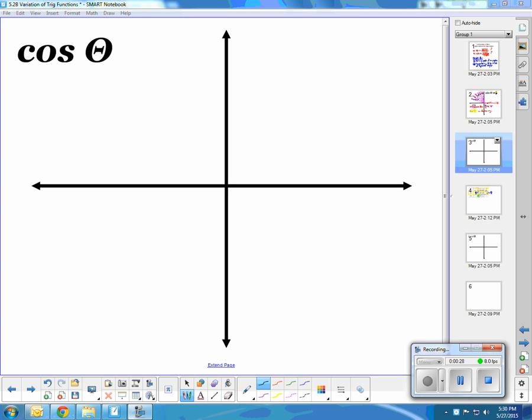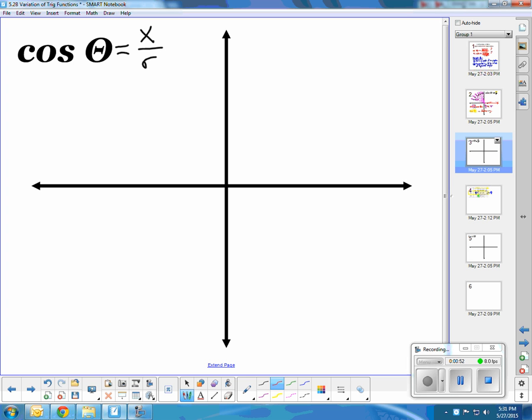So what we're doing here is we have this cosine of theta function. We're going to use a circular definition, x over r. And what we are going to concern ourselves with is what happens to the x over r ratio as theta changes. Let me put a couple of values here on the plane to help us out.